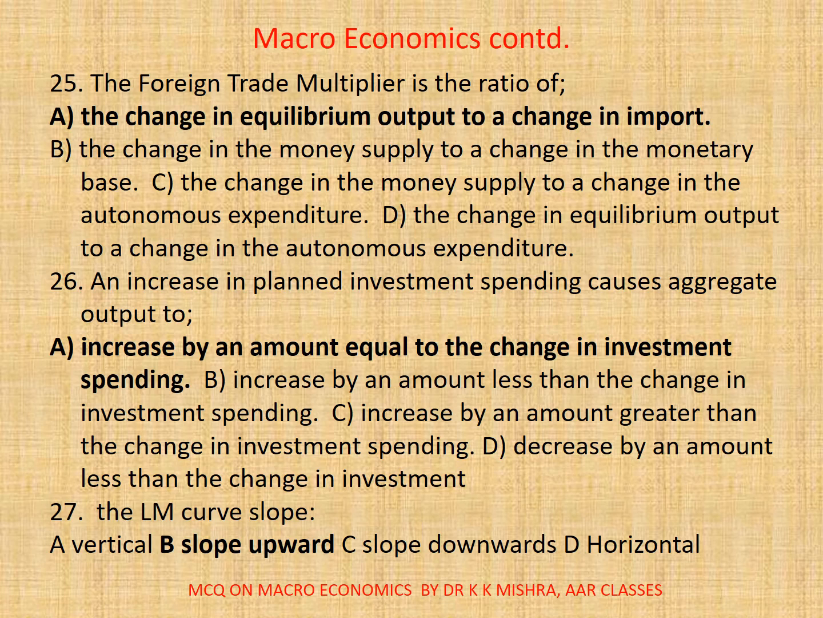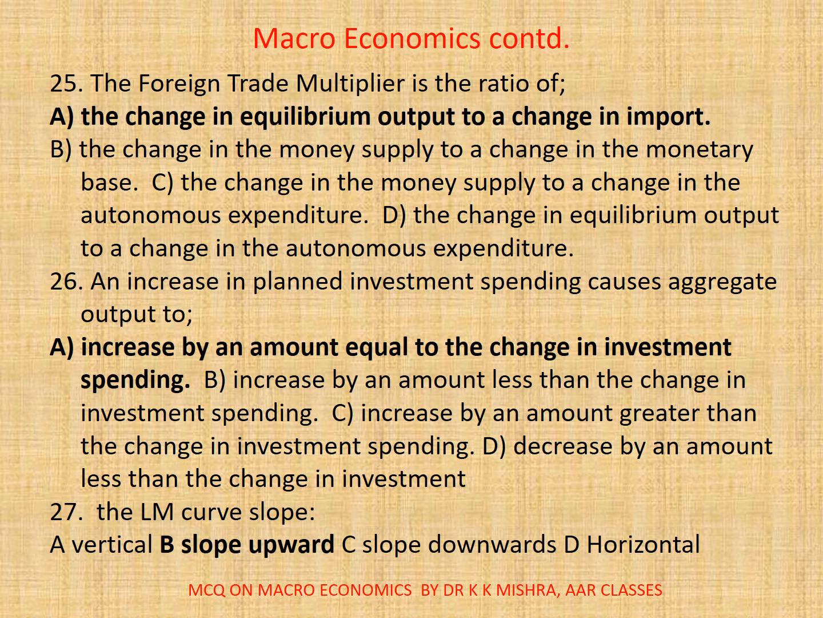25. The foreign trade multiplier is the ratio of A. The change in equilibrium output to a change in import, B. The change in the money supply to a change in the monetary base, C. The change in the money supply to a change in the autonomous expenditure, or D. The change in equilibrium output to a change in the autonomous expenditure. The correct option is A. The change in equilibrium output to a change in import.